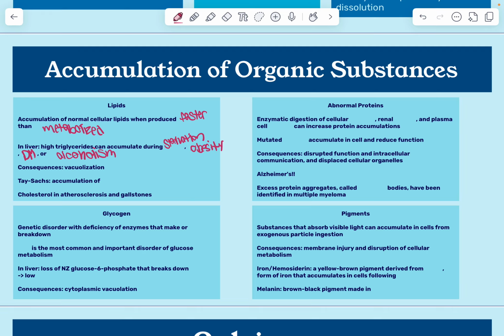And then one of the major consequences of this is going to be vacuolization. It can also cause Tay-Sachs, which is an accumulation of gangliosides. And then when these lipids accumulate, it's going to lead to atherosclerosis as well as gallstones.